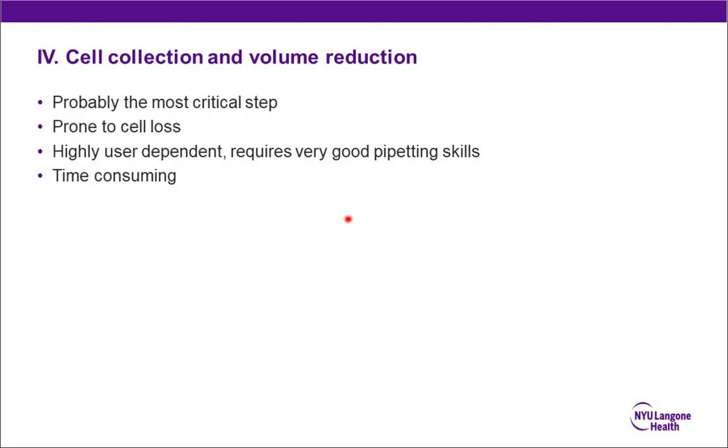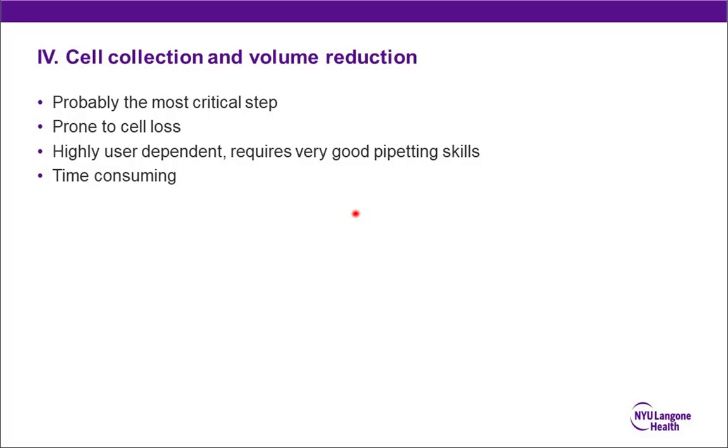Cell collection and volume reduction is probably the most critical step, particularly in the beginning. It is very concerning when you set up a beautiful experiment and you collect the cells in a plate or in a PCR tube, and then somebody with shaky hands aspirates all single cells or 5 cells in the tube out of the tube, and then there is nothing.